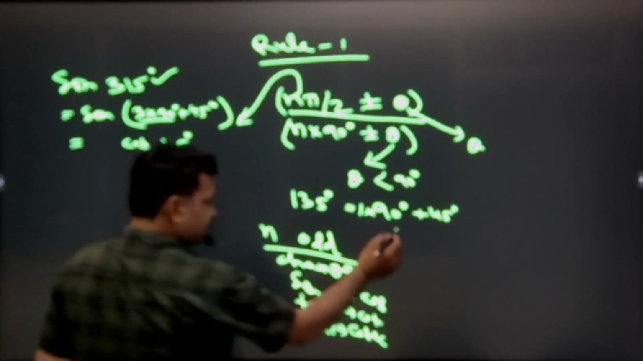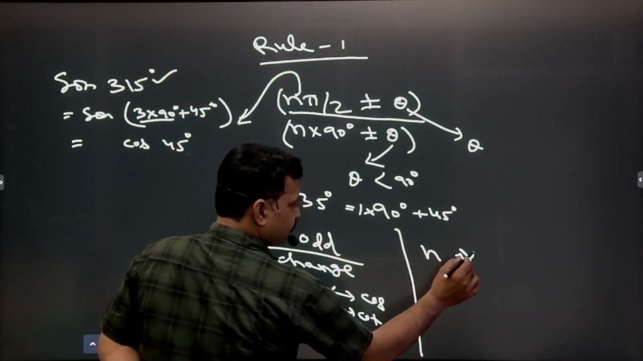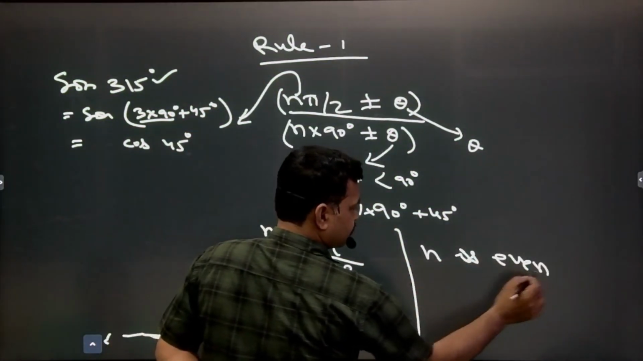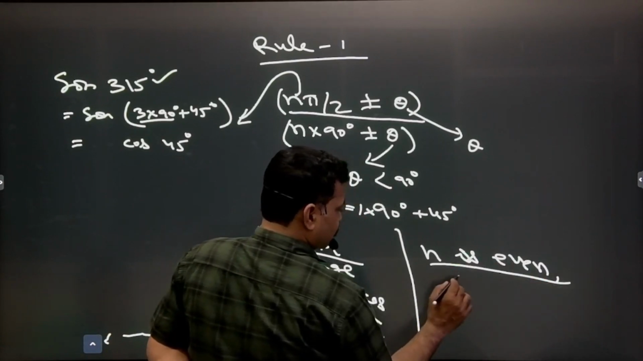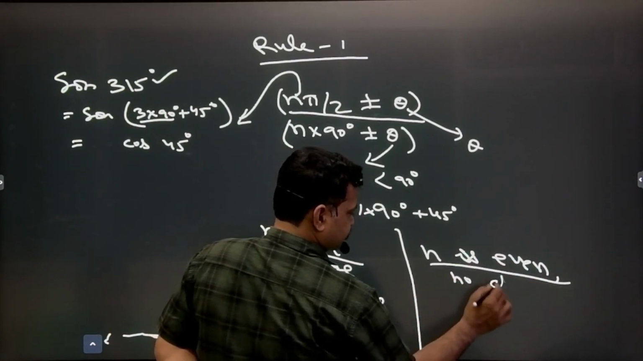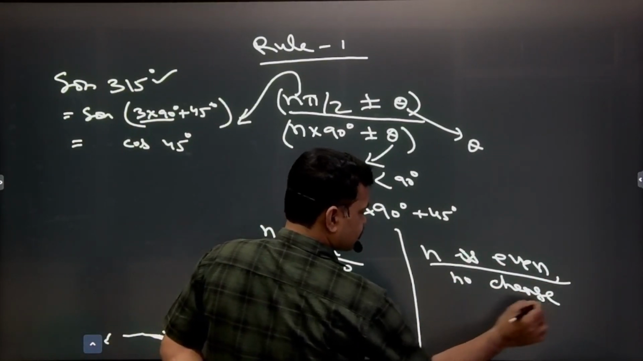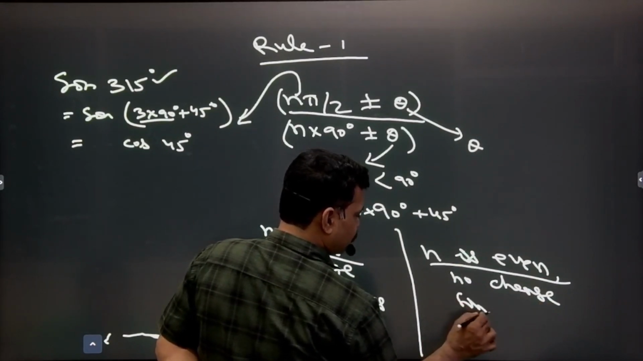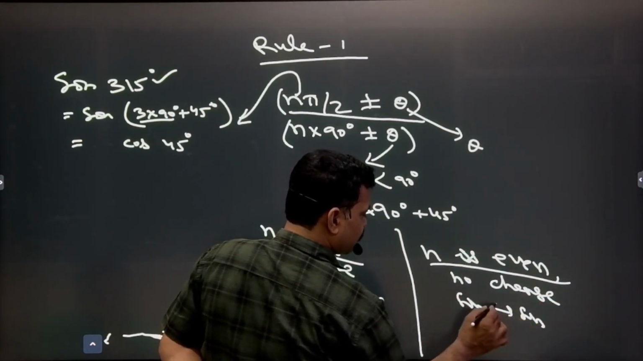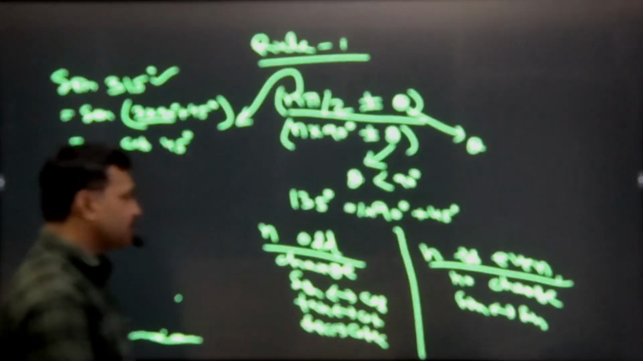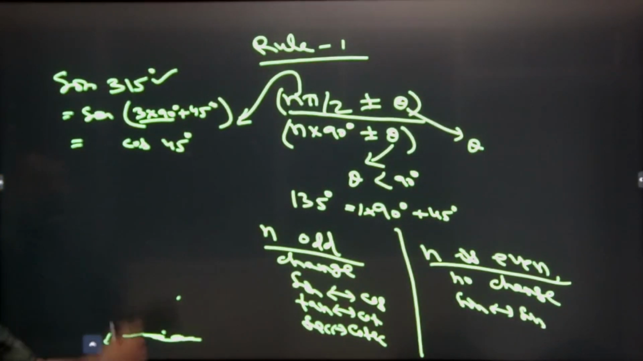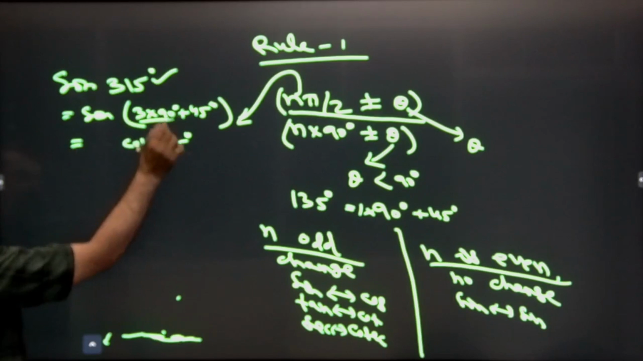In case your n is even, then there will be no change. No change means sine will be sine only, cos will be cos, in similar manner. So now the first rule is clear.